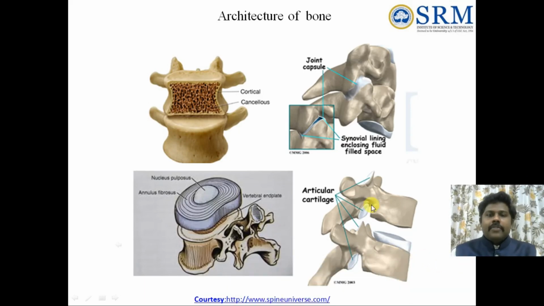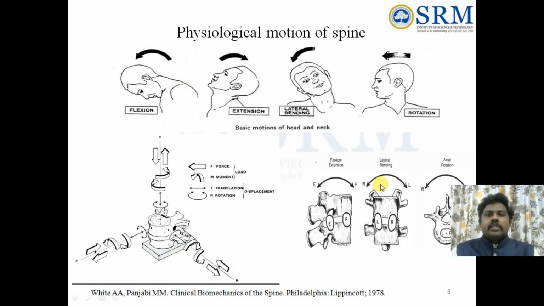Now the next thing is the physiological motion of the spine. I am going to explain the physiological motions of the spine with the head. For example, for the head and the neck, the first is called flexion. If one is moving forward, we call it flexion. Next, if I am going backward, that is called extension. That is the second one.